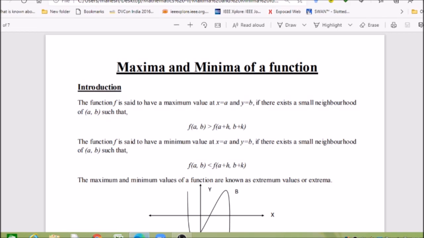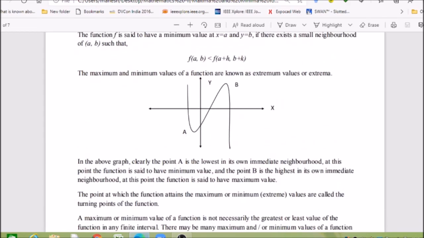A function f is said to have a minimum value at x equals a and y equals b if there exists a small neighborhood of (a, b) such that f(a, b) is less than f(a + h, b + k). The maximum and minimum values of a function are known as extremum values of the function, or simply extrema.